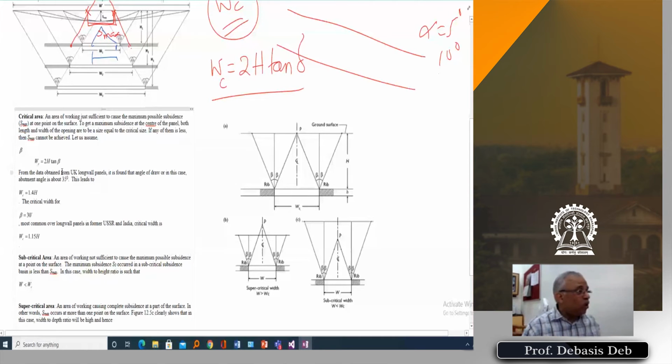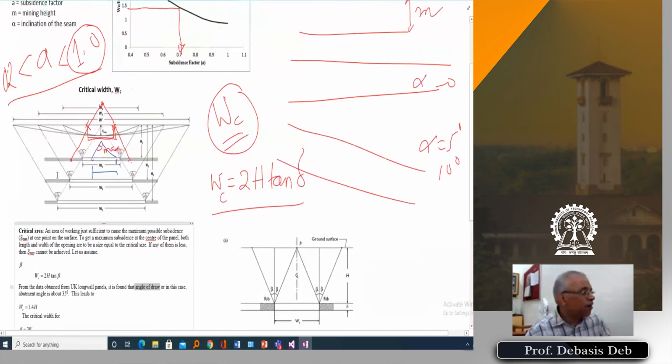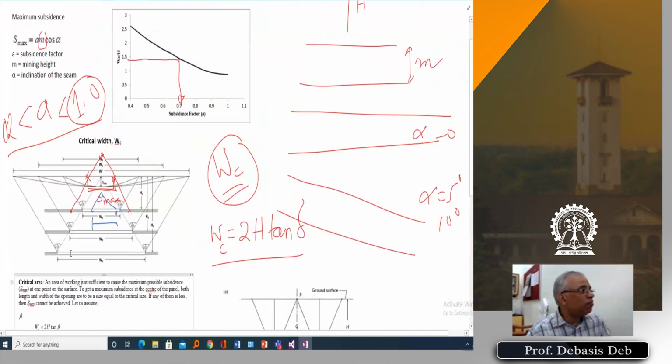If I now know that this is about 35 degrees, which is mostly found in the UK, the angle of draw is about 35 degrees in the UK, then WC is 1.4H. This is basically nothing but 2 into tan beta, which is 1.4. So now you can see WC by H is 1.4.